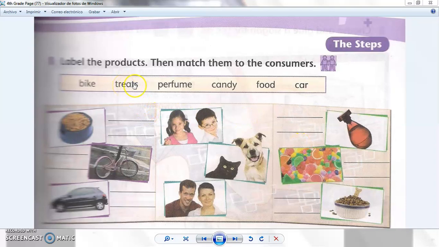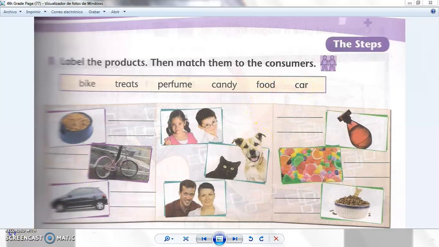Treats. Which one of these are treats? Perfume. Which is the perfume? Candy. Which one is the candy? Food. Which of these are food or is food? And finally, car. And then we're going to match them to the consumers.